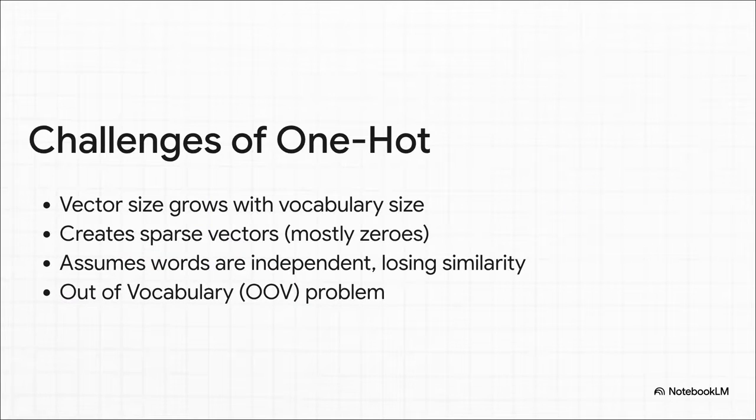Yeah, but you can probably already see the massive flaw here. If your vocabulary is, say, 100,000 words, then each word is a list of 100,000 numbers with just a single 1 in it. But way more importantly, this method treats every single word as completely separate. To the computer, king is just as different from queen as it is from cabbage. There is absolutely zero concept of similarity.